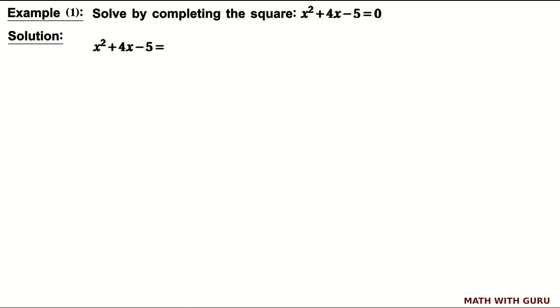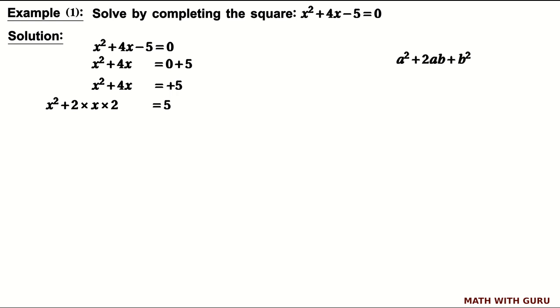Let us take an example. Solve this equation by completing the square. X squared plus 4x minus 5 equals 0. Let us bring minus 5 to the right hand side. X squared plus 4x equals plus 5. 0 plus 5 is plus 5. We can write 4x as 2 into x into 2.